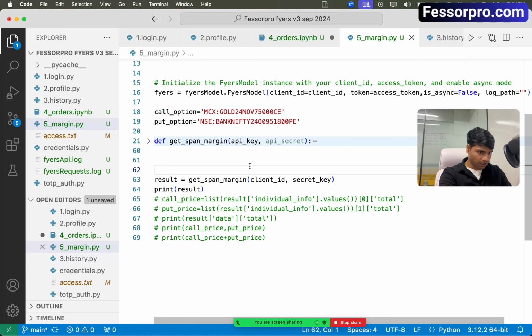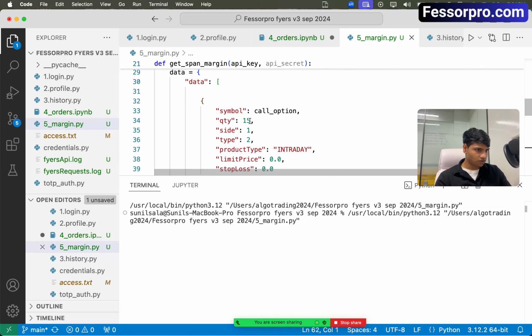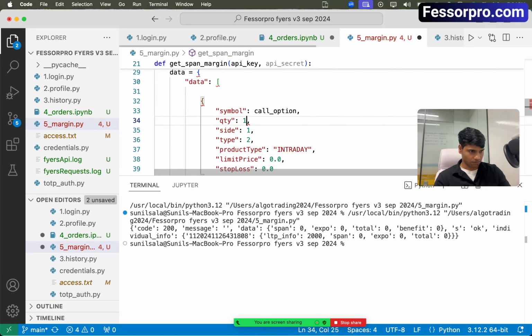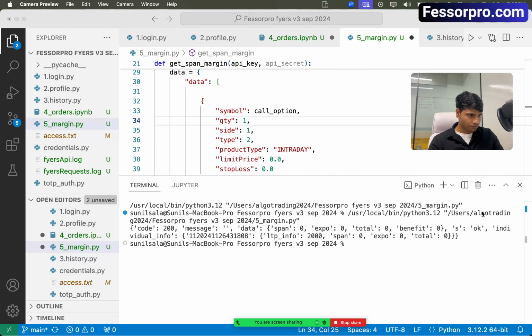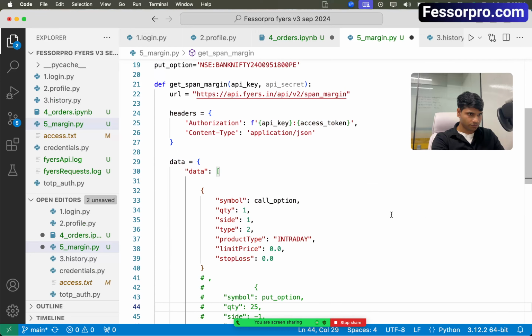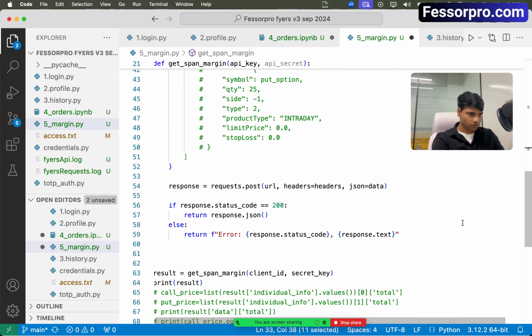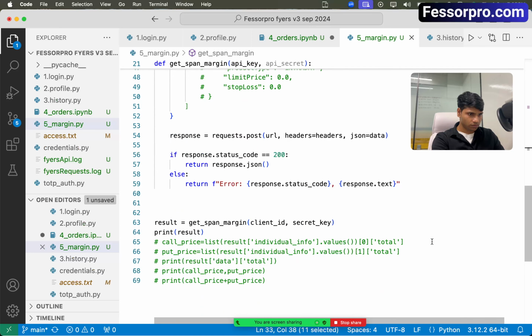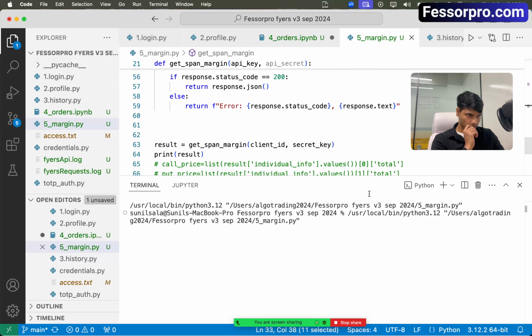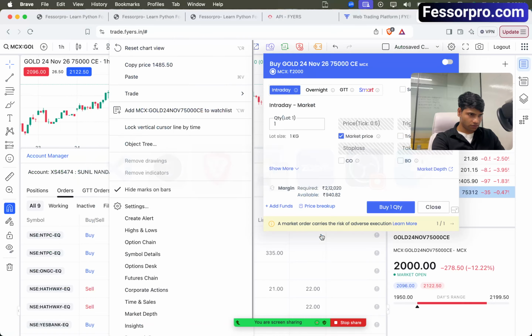Okay, I'll run the same code again. Let's see what happens now. Okay, I forgot to specify the quantity. Here I specified quantity is equal to 15. I'll change this quantity to 1 for now. Call option. It is saying LTP info 2000.